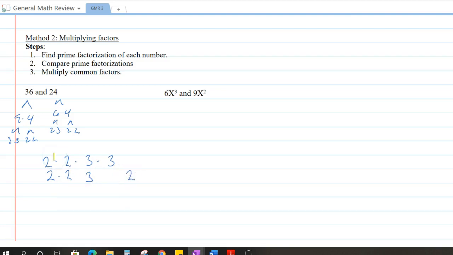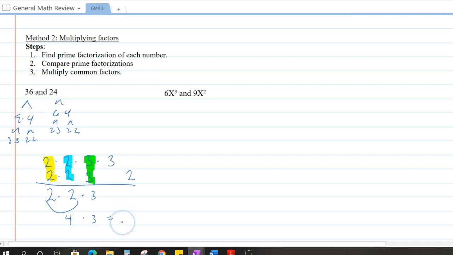This should look familiar from up above when we find the least common multiples. But here, I'm only trying to find the factor. So I'm looking for the pieces that are the same. I have a set of 2s that are the same. I have another set of 2s that are the same. And I have a set of 3s that are the same. So you simply bring those down and multiply them. 2 times 2 times 3. 2 times 2 is 4. 4 times 3 is equal to 12.